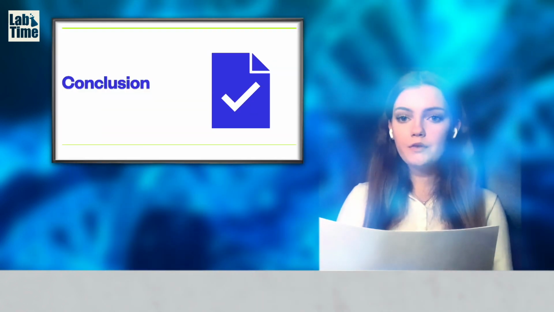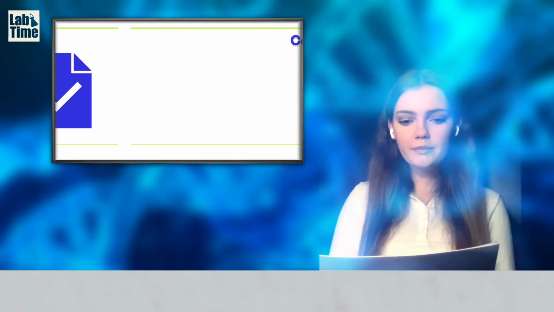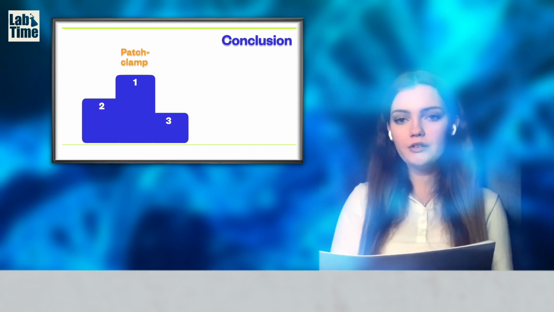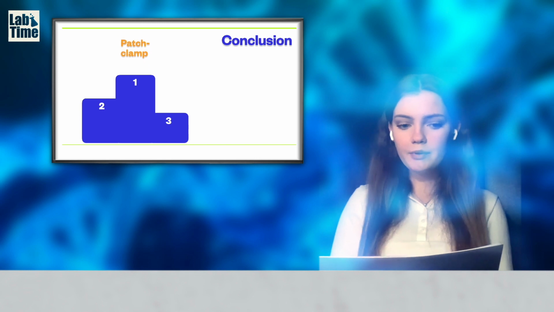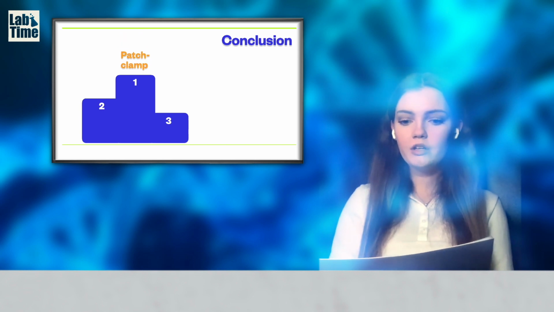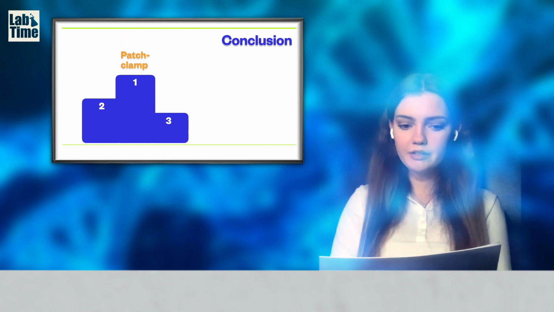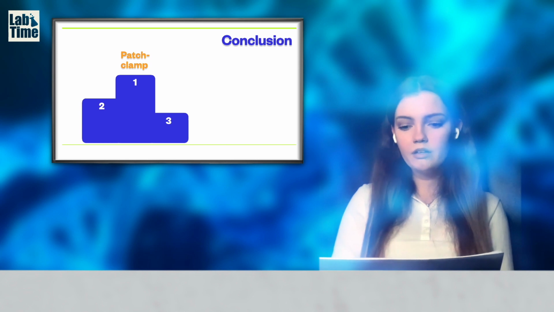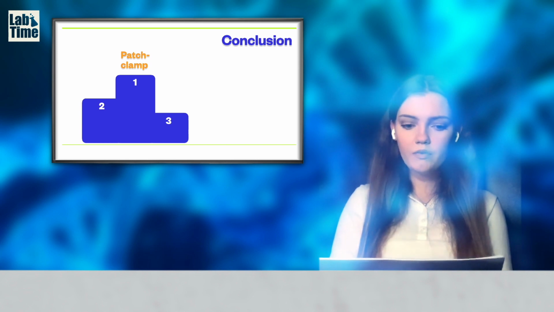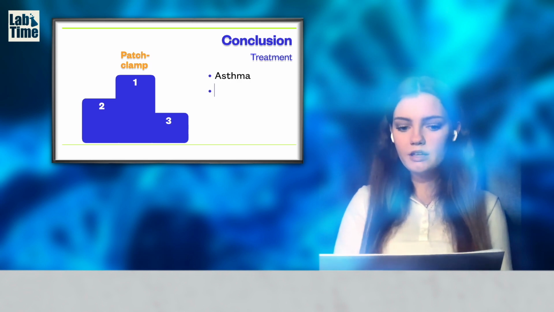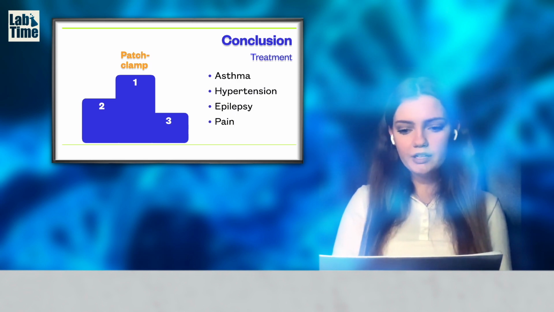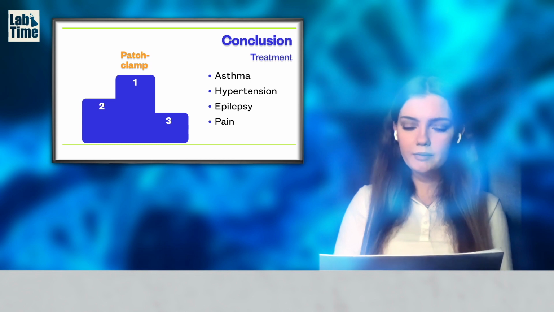So, as for the conclusion, the patch clamp system is said to be a gold standard in ion channel research. Its different types of techniques have been engaged by several laboratories to identify the ion channel characteristics of a variety of cells. These methods have often been used to analyze in depth the pharmacological properties of ion channel modulators, which are used to treat different kinds of diseases such as asthma, hypertension, epilepsy, and pain.